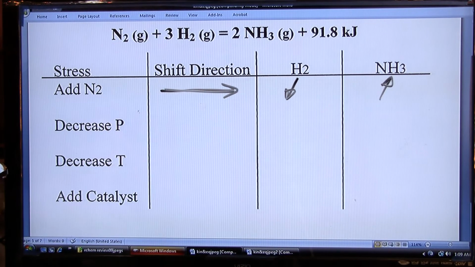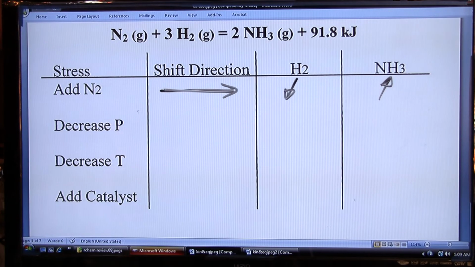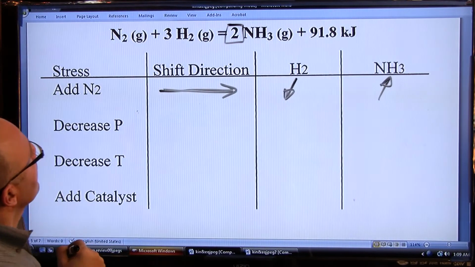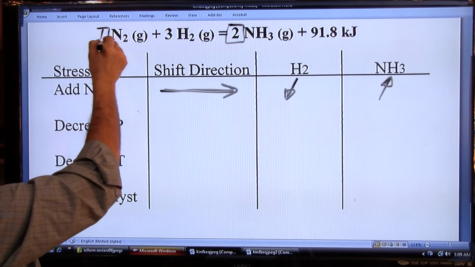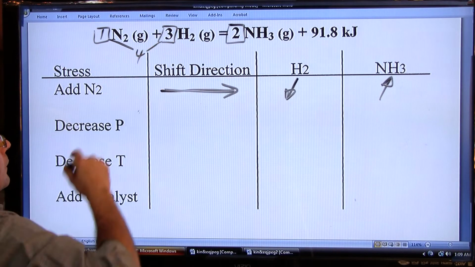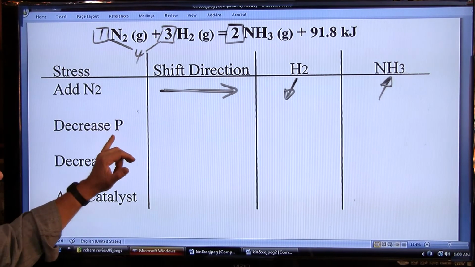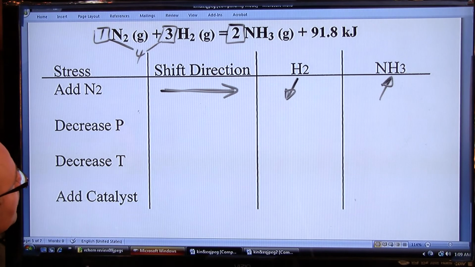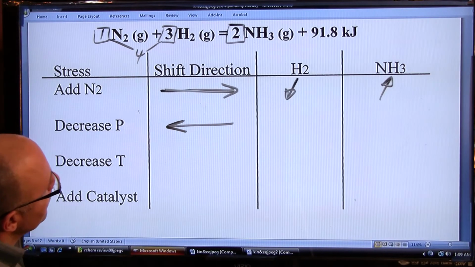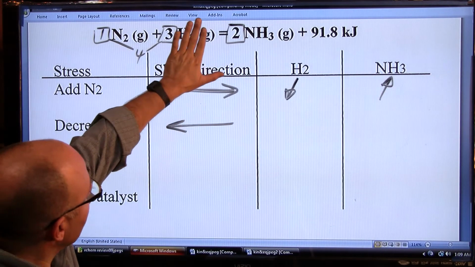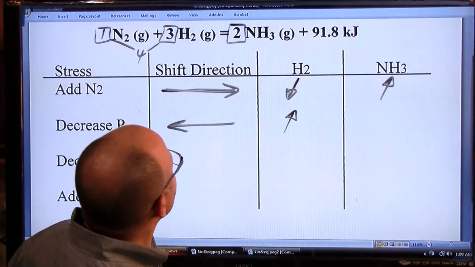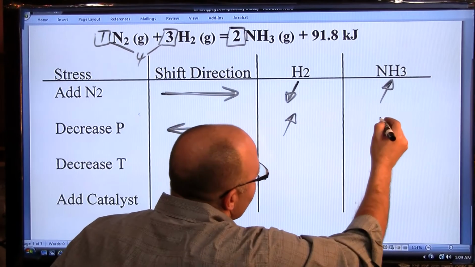Now let's try pressure. In order to predict the result of pressure, you have to count moles. So there's 2 moles of ammonia on the right, and there's 1 for N2 and 3 for H2, so there's 4 on the left. A decrease in pressure will shift the equilibrium towards the side with more moles of gas. So in this case, it's going to shift to the left. Shifting to the left means everything on the left side is going to increase. H2 is on the left, while everything on the right side will decrease.